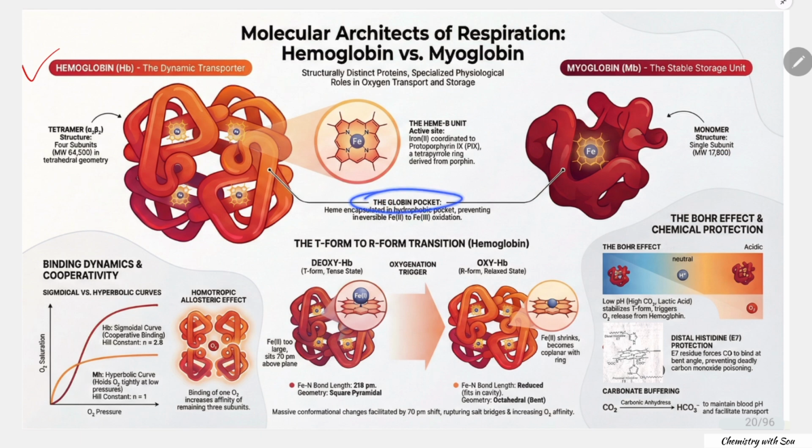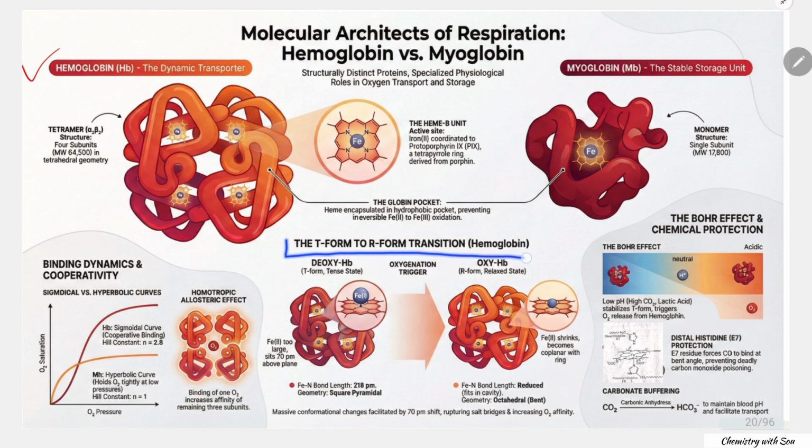So this globin pocket has a very important role. The heme is encapsulated by the globin chain, which creates a hydrophobic pocket, and it will prevent Fe2+ to Fe3+ oxidation. Basically, if the heme unit is not surrounded by this globin chain, it will bind to oxygen and convert to hematin. And this hematin iron is present in the +3 state.